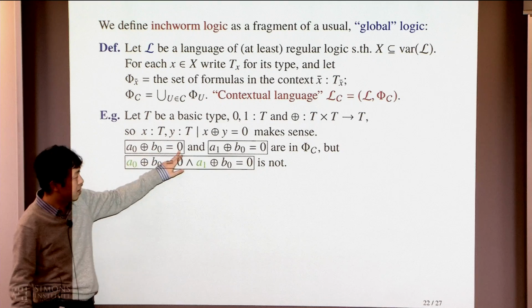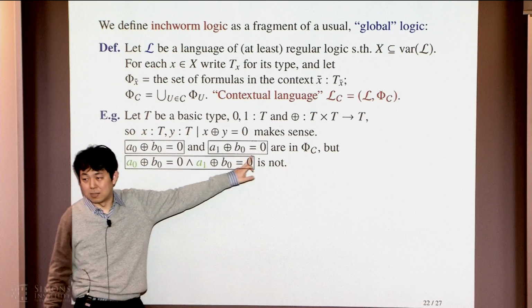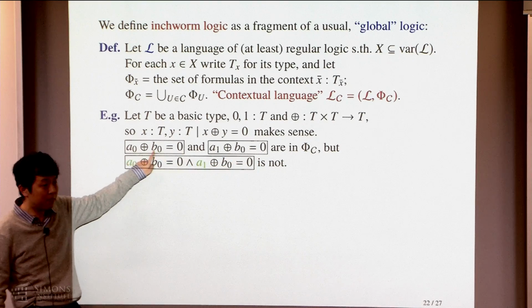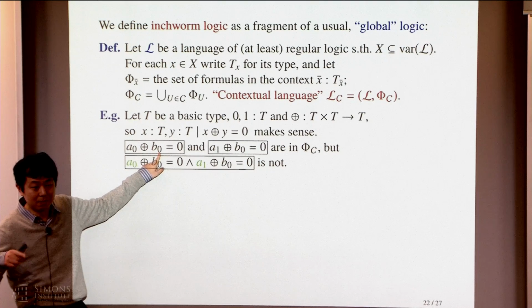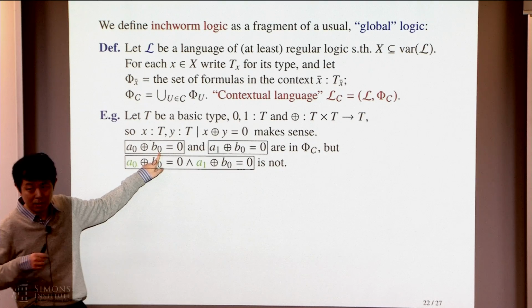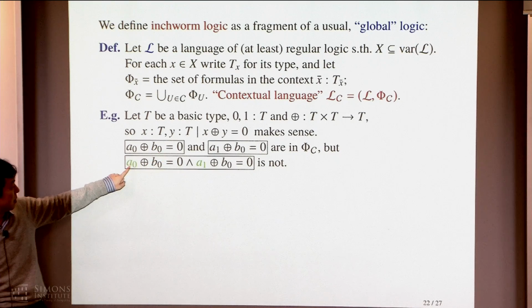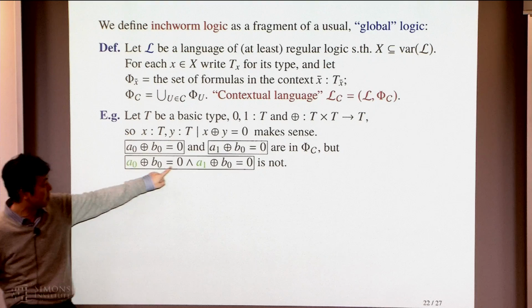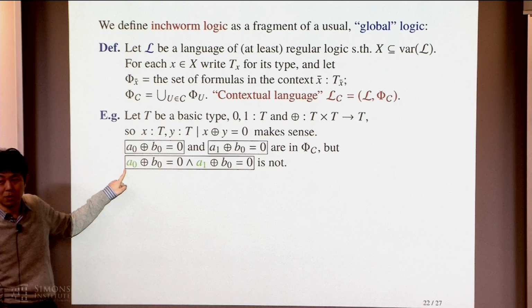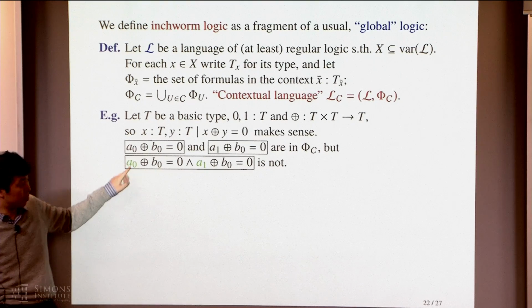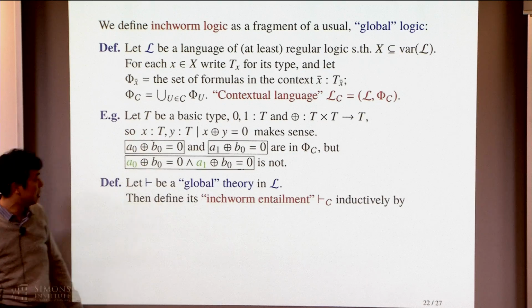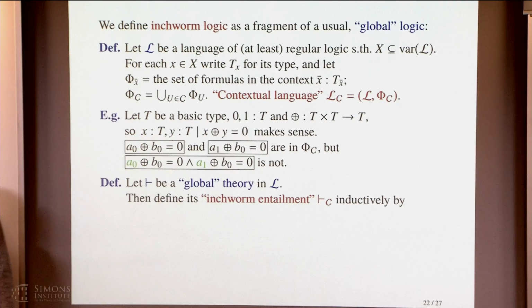So for instance, this is legal, this is legal, because they are both about the good context, or in the simplest case, in the model. But this is not, because this cannot be in a context that is jointly measurable. Right? So this is good, this is not, and then you take an inch-worm fragment of weaker logic as follows.